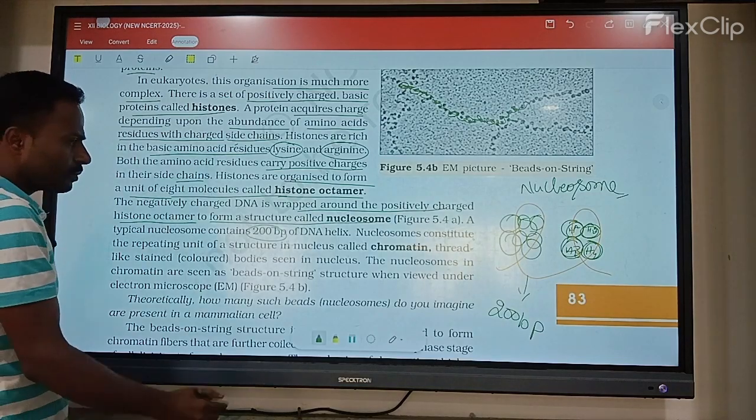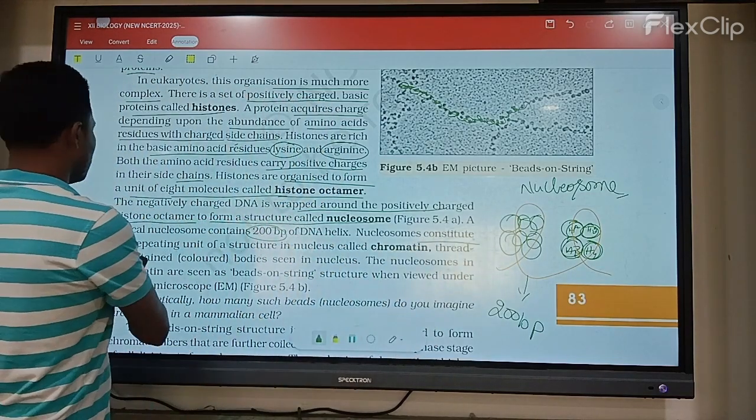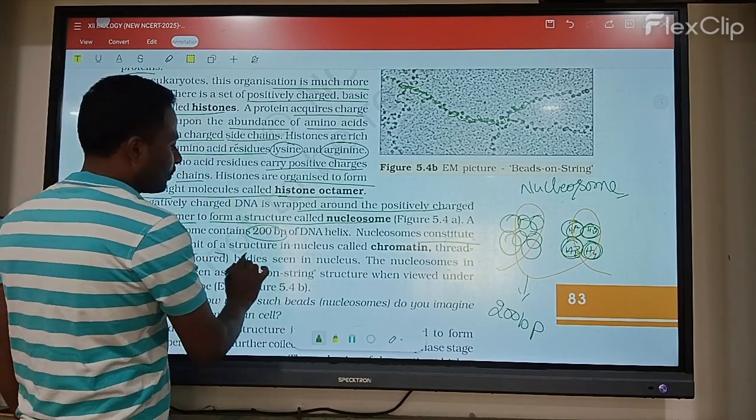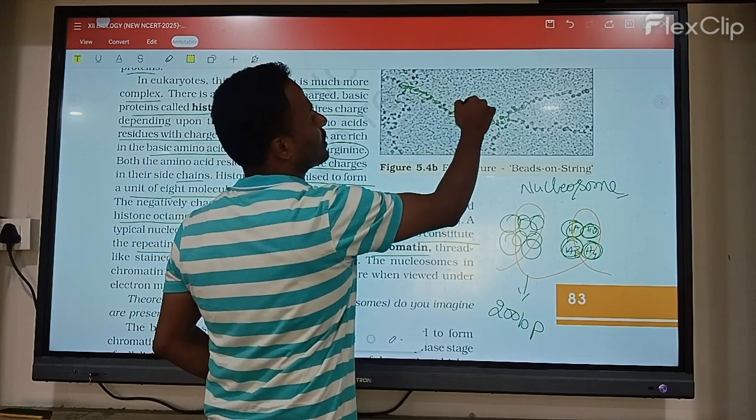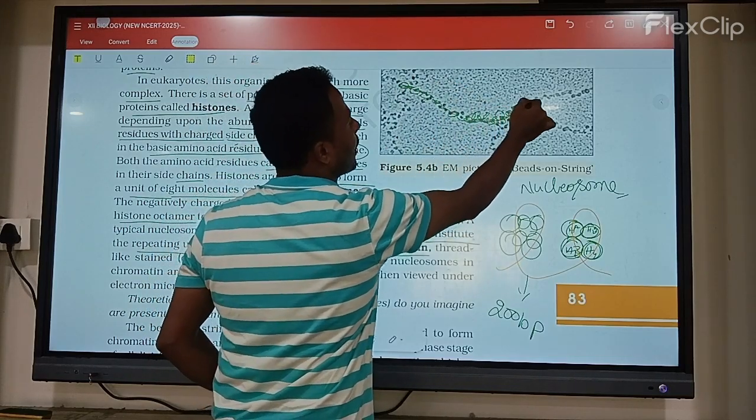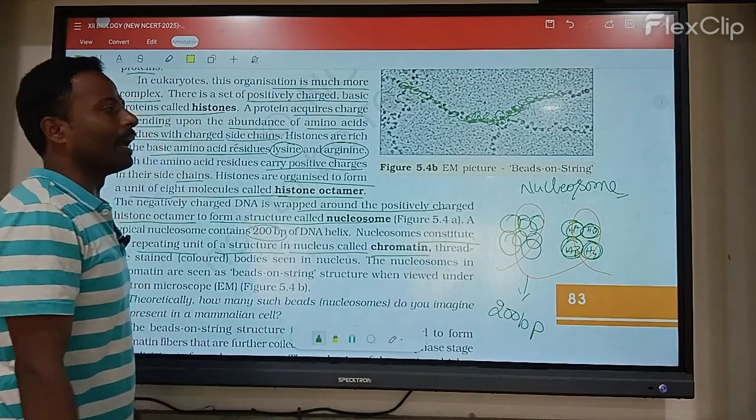Next, the nucleosomes constitute the repeating units of the structure. The nucleosome repeating units are called chromatin. See here, the repeating units are coming here. The repeating units are called what? That is called chromatin.